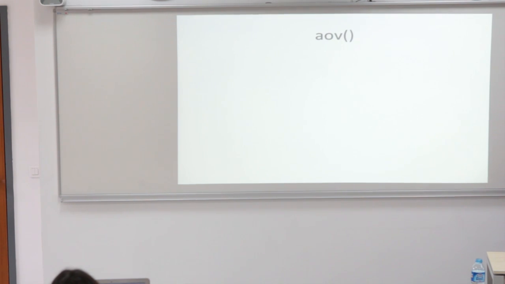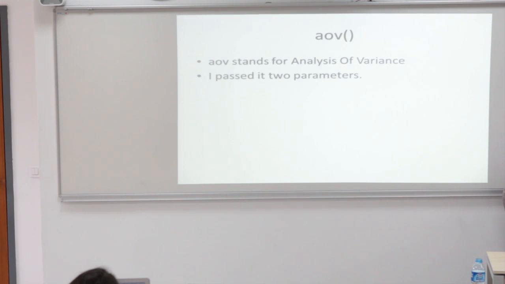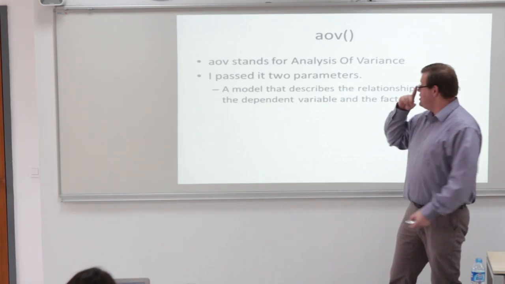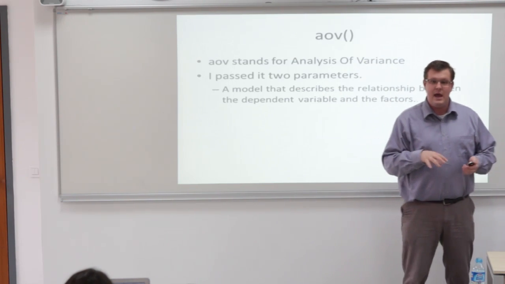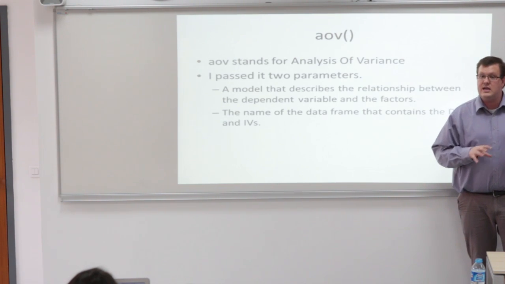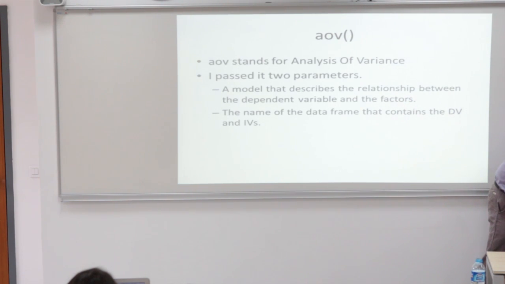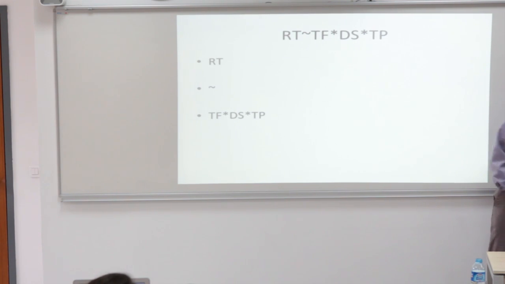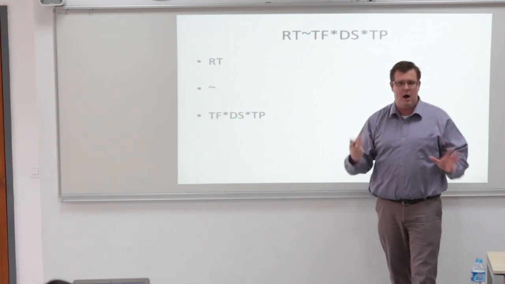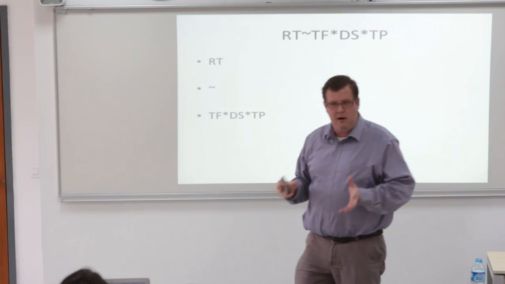So AOV, what does it stand for? Analysis of variance. Yeah. So I passed it 2 parameters. I gave it a model that describes the relationship between the dependent variables and the independent variables. And I gave it the name of the data frame that contains all of that. So let's take a closer look at the model that I used. So this is the model. This thing here that you specified, that's actually a model. So there are different parts to the model.